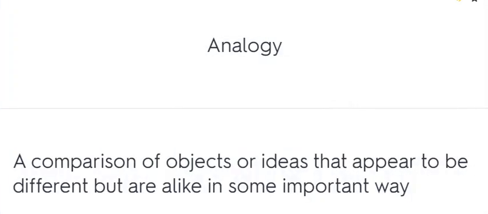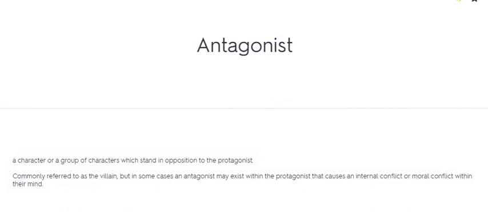Analogy. A comparison of objects or ideas that appear to be different but are alike in some important way. Antagonist. A character or a group of characters which stand in opposition to the protagonist, commonly referred to as the villain, but in some cases an antagonist may exist within the protagonist that causes an internal conflict or moral conflict within their mind.